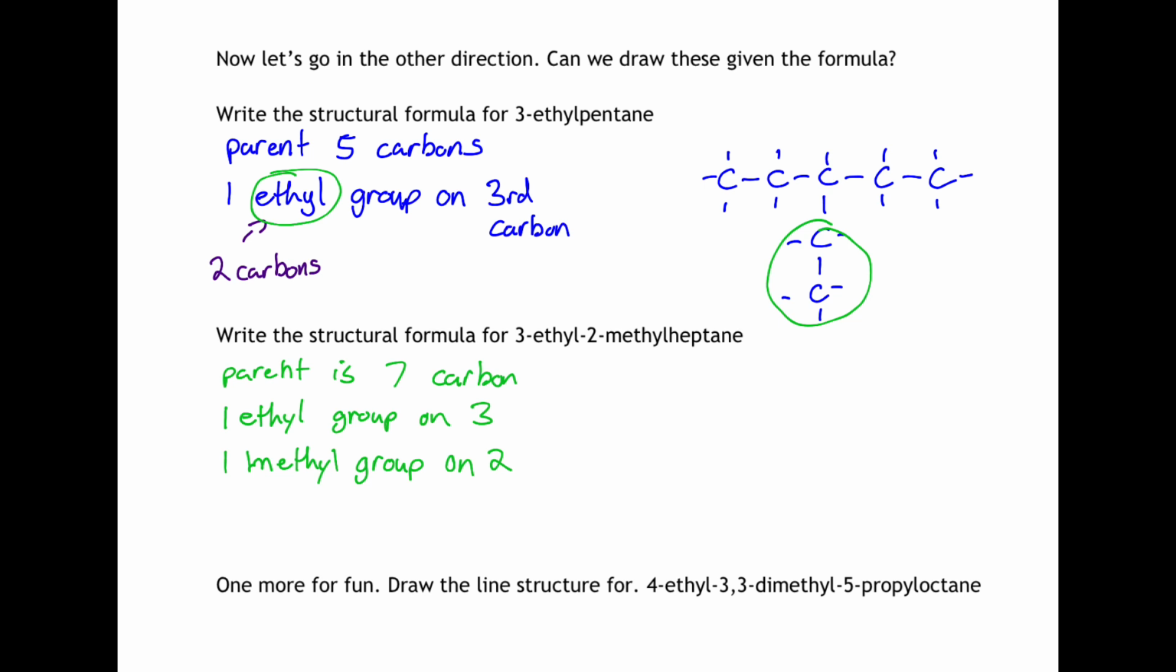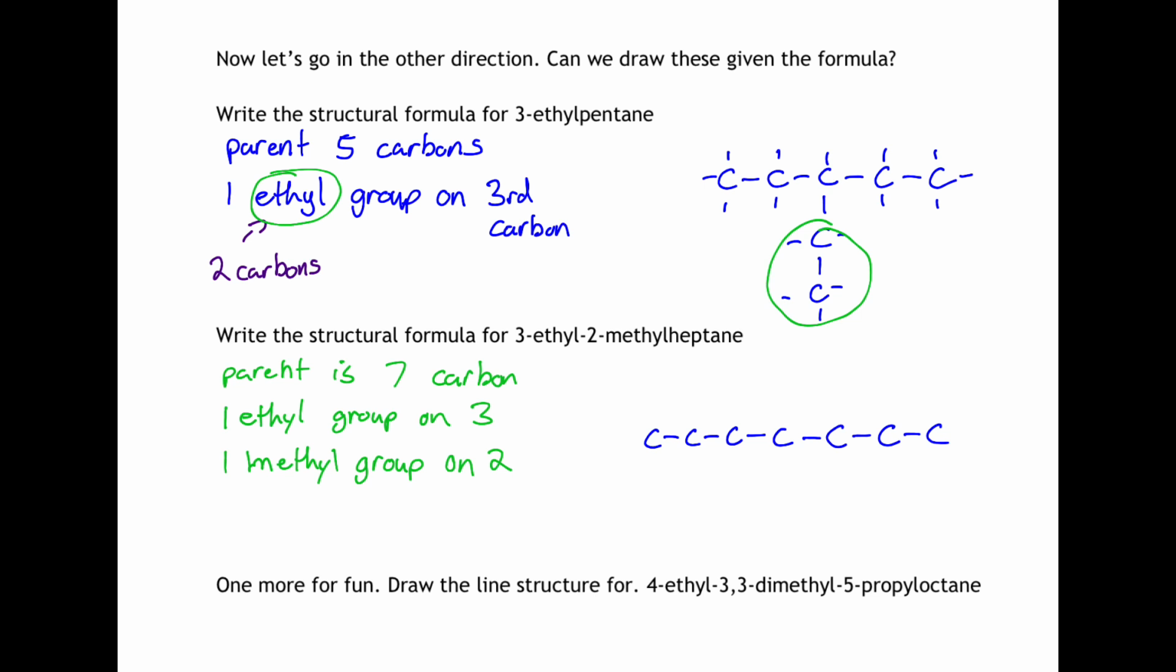We can now draw our base. So my base is going to be 7. I'm just going to go straight left to right. C, 1, 2, 3, 4, 5, 6, 7. Whew. All right, so that's the base chain.